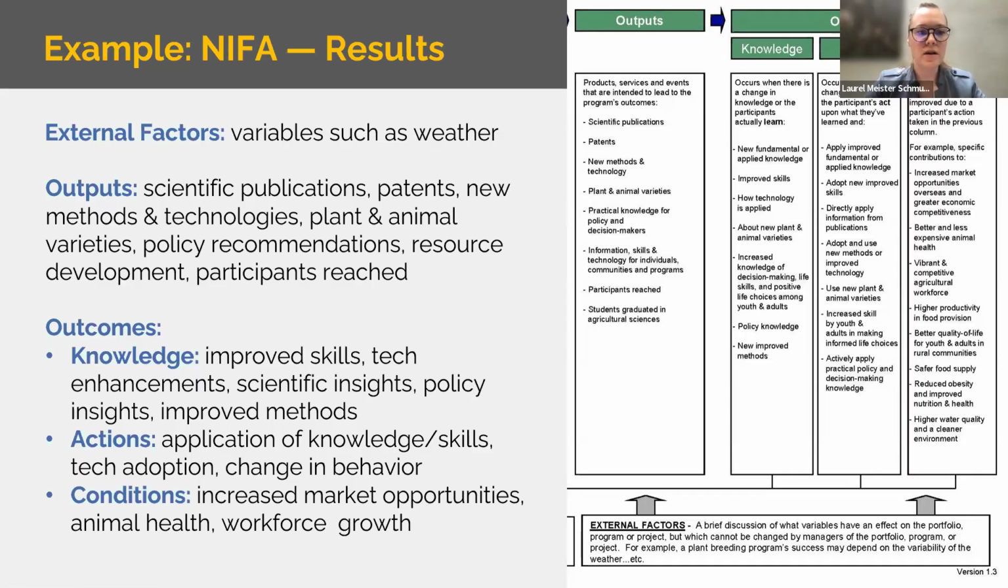And then outcomes, they separate into 3 different categories. And I think this is actually a really helpful way to think about outcomes. So first they have knowledge outcomes, and these are different changes in what participants learn, such as new fundamental knowledge or improved skills. Then they have action outcomes, which are changes in behavior, such as applying new skills or adopting new technology. And then they have conditioned outcomes. So these are societal improvements resulting from their actions, such as increased market opportunities, better animal health, or higher water quality.